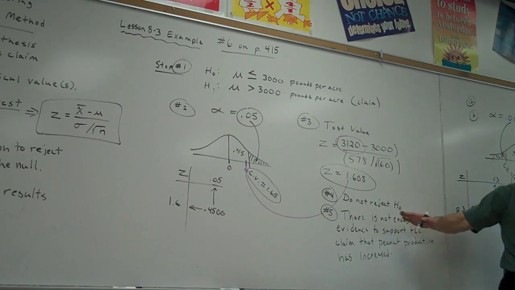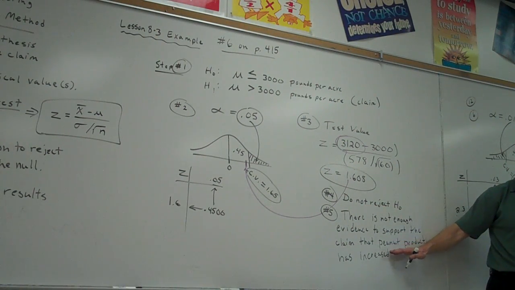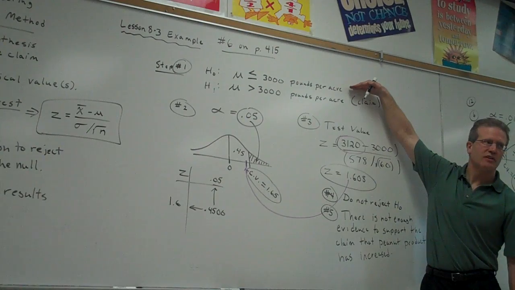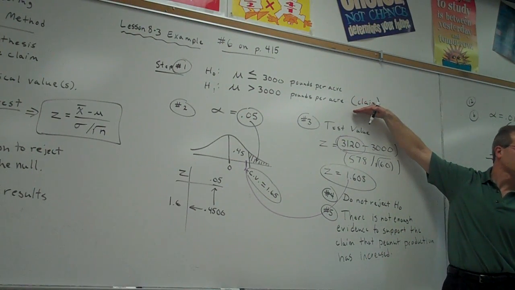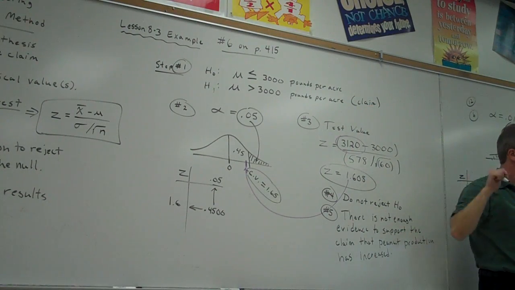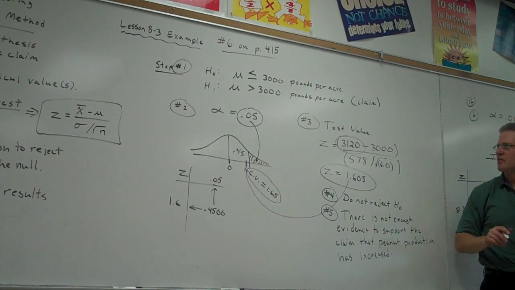Okay, so step 4, you're always going to either reject or not reject the null. Step 5, you're going to talk about the claim. If the claim's in the top line, you're going to reject or not reject the claim. If the claim's in the bottom line, you're either going to say support or not support the claim. Any questions about that?